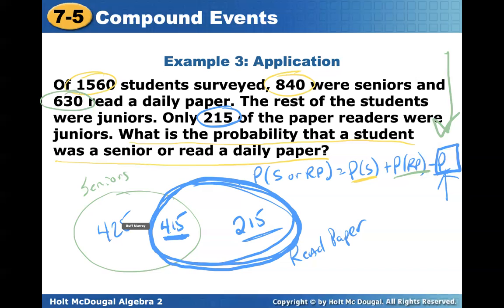How did I come up with that? Well, how many? 840 minus 415 would give us 425. Okay, so knowing that one number, that 215 of the paper readers were juniors, really unlocked things for us. All right? Now, could you do that without a diagram like that? Yes. I think a diagram helps. Okay.